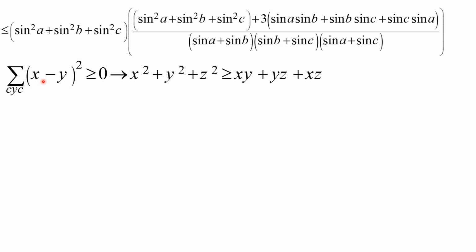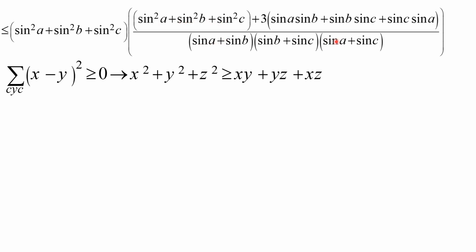Of course, cyclic (x minus y) squared, as I told you, this is (x minus y) squared plus (y minus z) squared plus (x minus z) squared is greater than or equal to 0. So after making expansion and simplifying, I found x squared plus y squared plus z squared is greater than or equal to xy plus yz plus xz. So this value is less than or equal to sine squared A, sine squared B, sine squared C. So if we add them together, it will be 4 times (sine squared A plus sine squared B plus sine squared C).